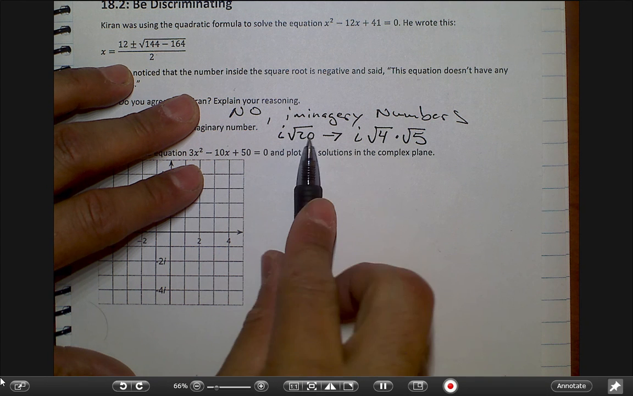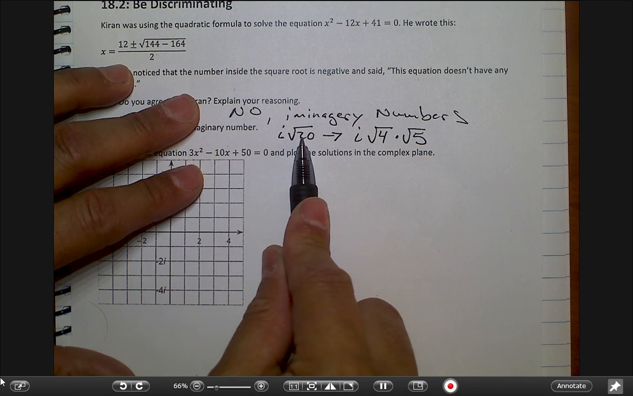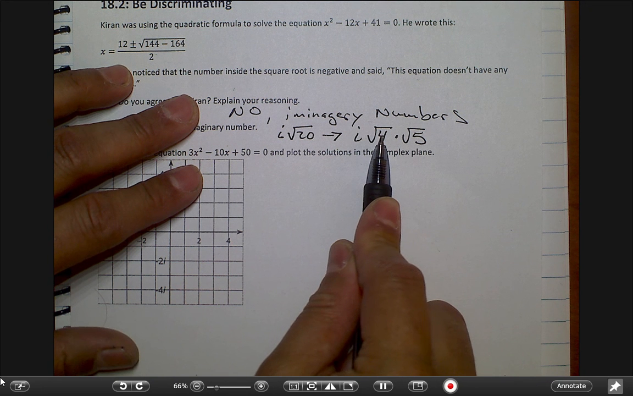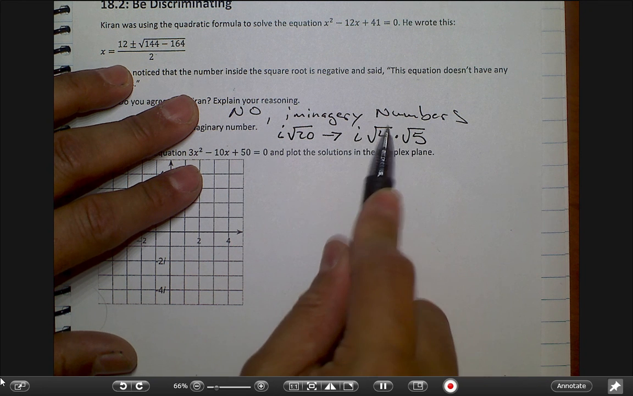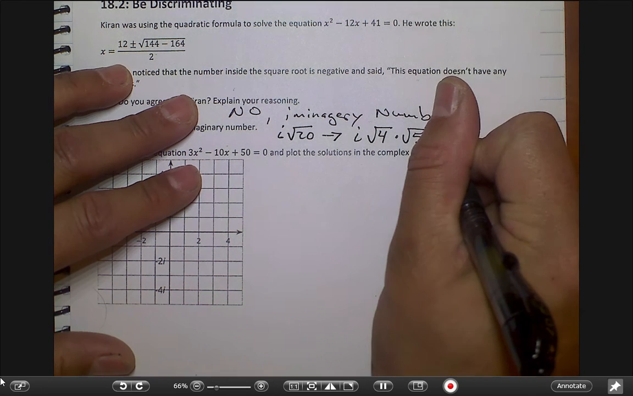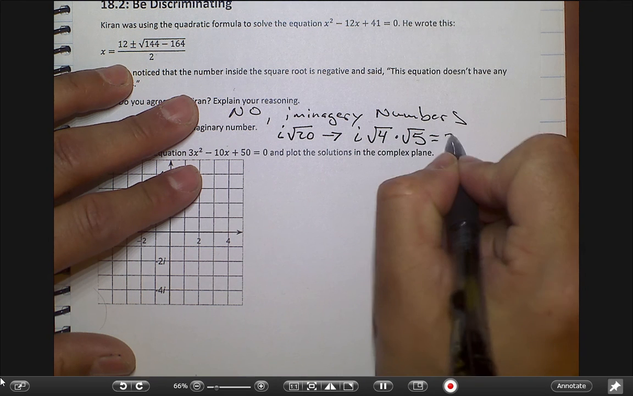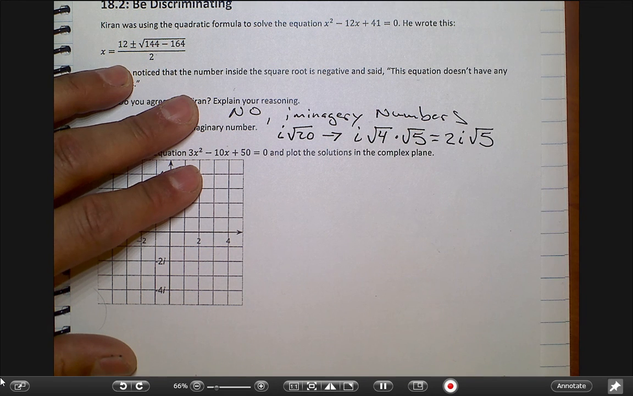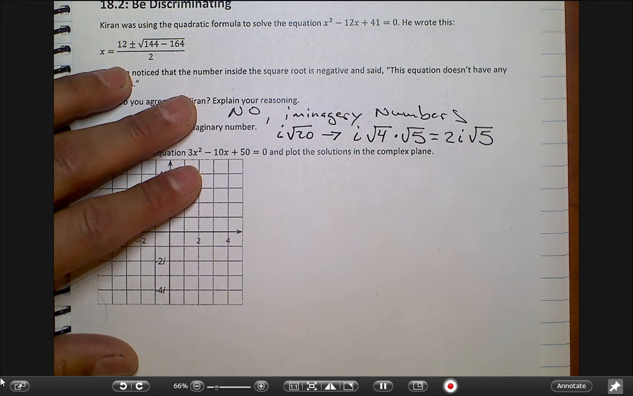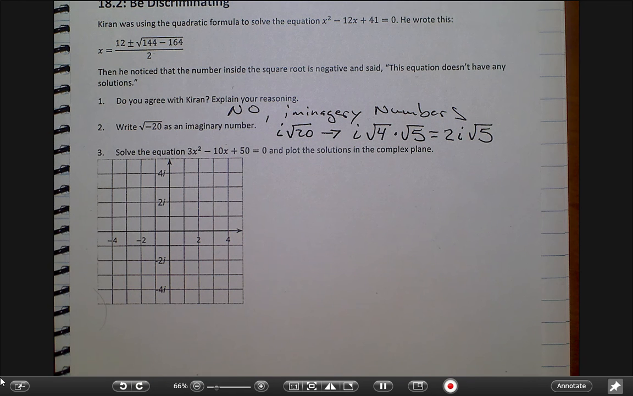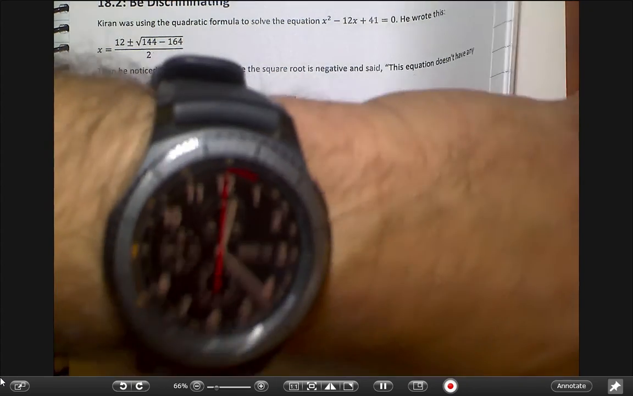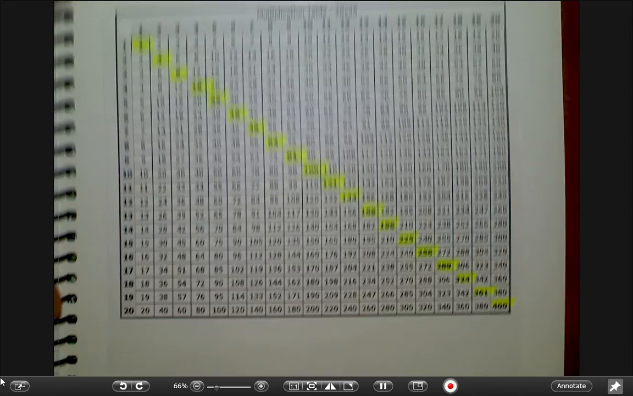So 4 times 5 is still that 20. But the square root of 4 gives me 2, doesn't it? Square root of 4 gives me 2. So right here, this is going to give me 2i square root of 5. All right, and for some people that are struggling with perfect squares, multiplication and factoring, you guys all should have picked this up today.